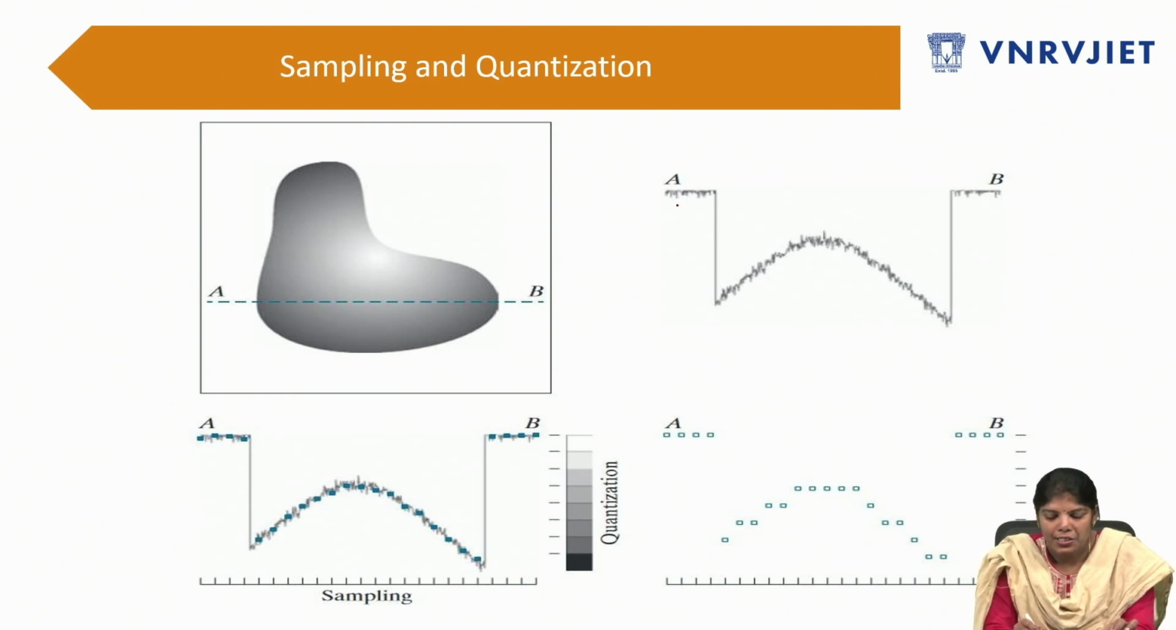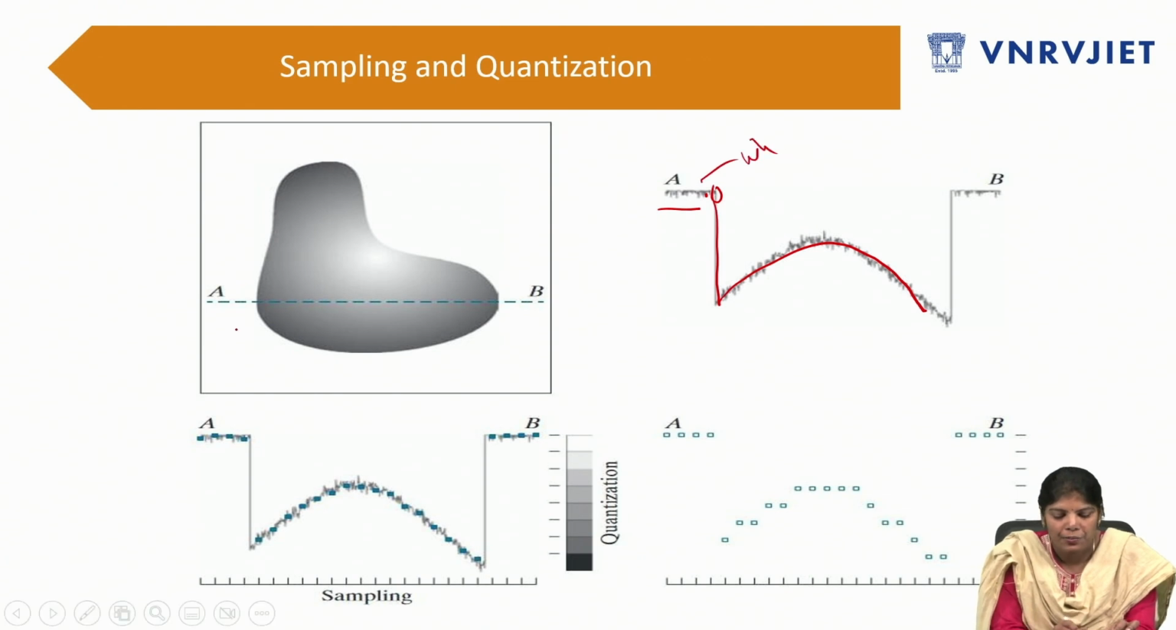So this is a continuous wave. From A to this point the intensity is high. After that the intensity changes to a low value. This is a black value, and this is the white combination. If you see the screen, from A to this point the intensity is high, and after that the intensity varies.